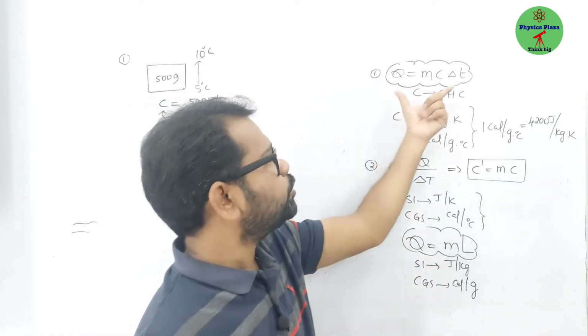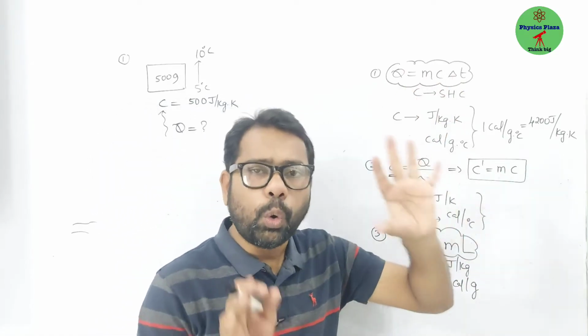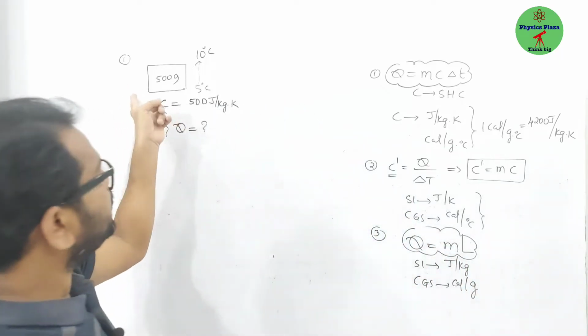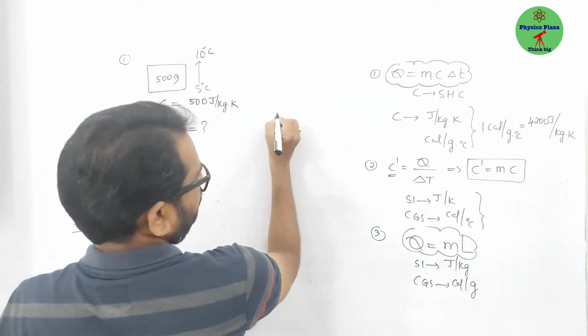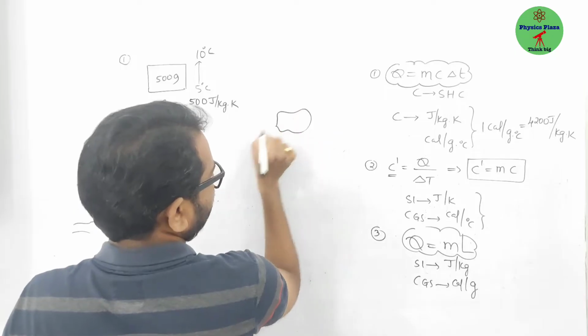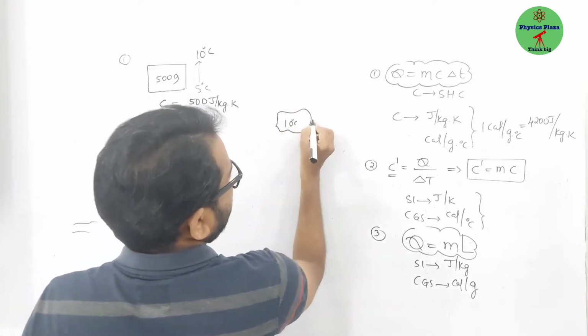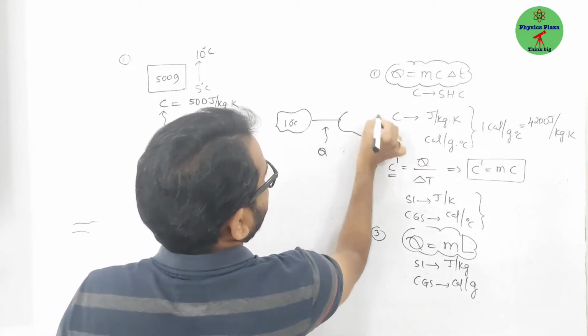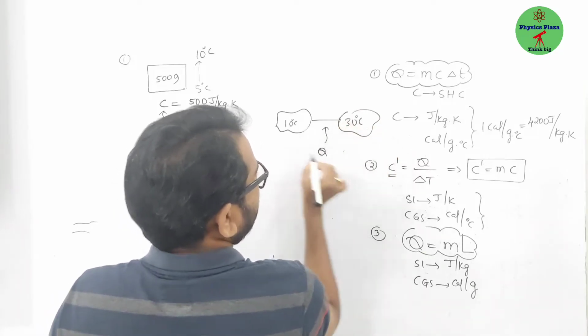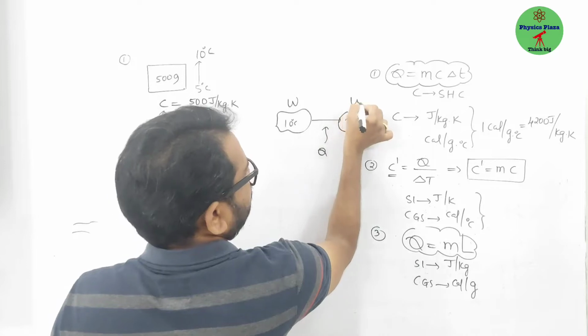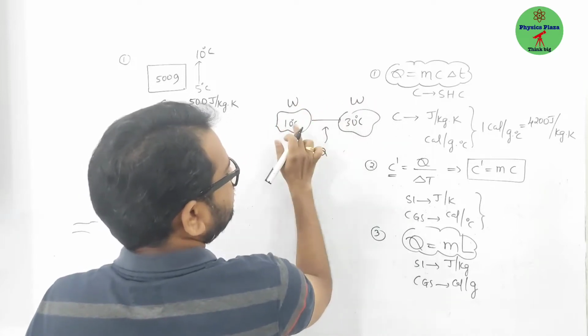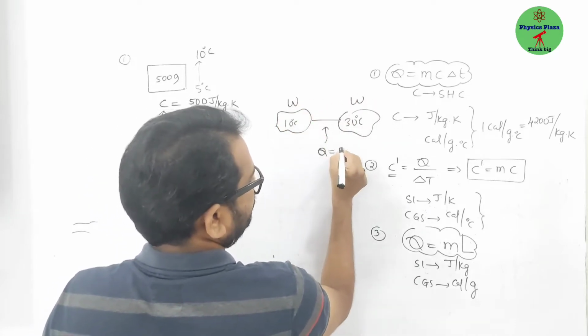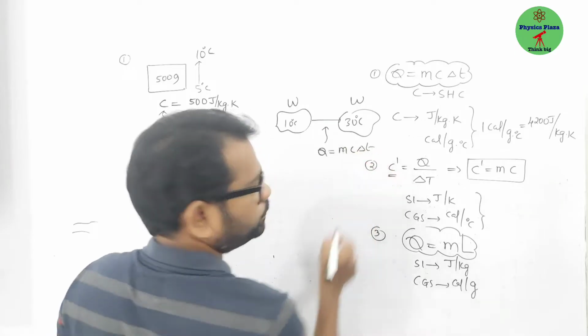Children, this Q is equal to mc delta T is used only when there is a change in temperature. For example, here is water at 10 degrees Celsius. We want to heat it, so that its temperature rises to 30 degrees Celsius. It is water, there is no change in state, there is a change in temperature. Yes, here you apply the mc delta T formula.